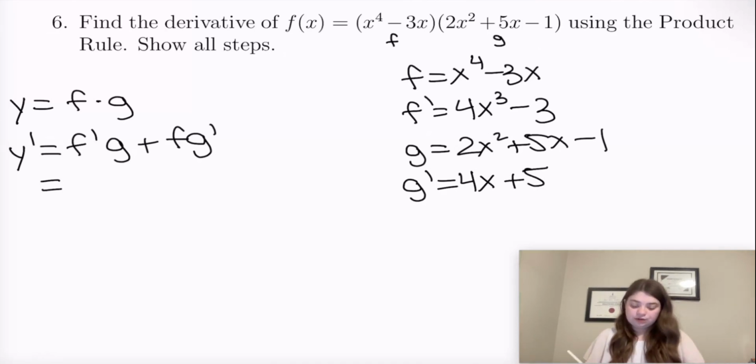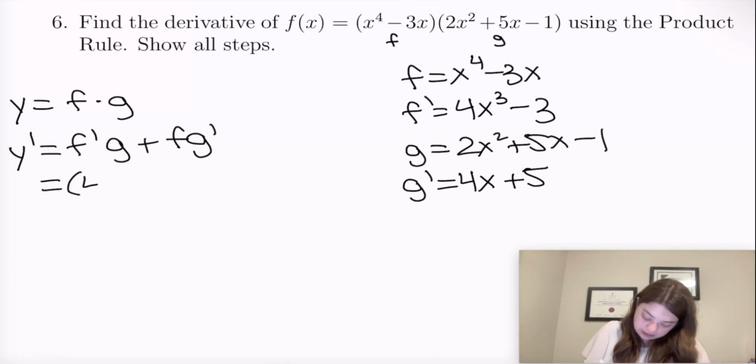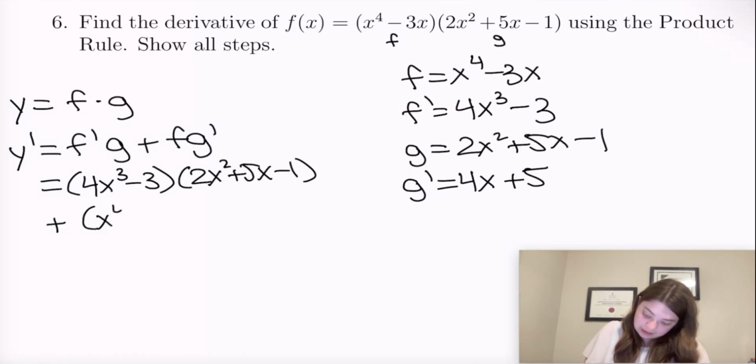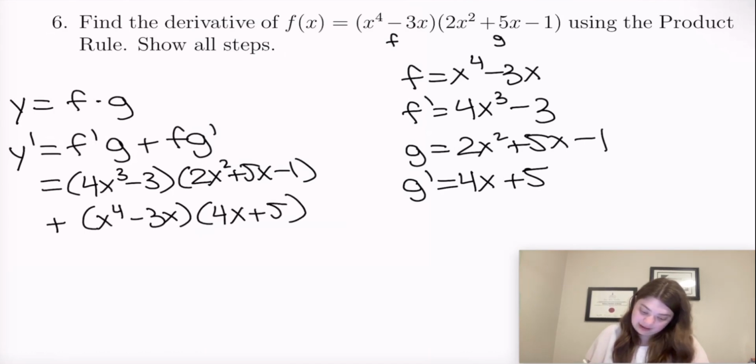All right, so then we're going to do 4x cubed minus 3 times 2x squared plus 5x minus 1 plus x to the power 4 minus 3x times 4x plus 5. Okay, and so there we go. There is our derivative right there.